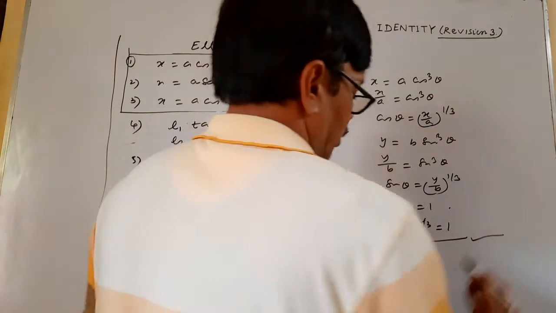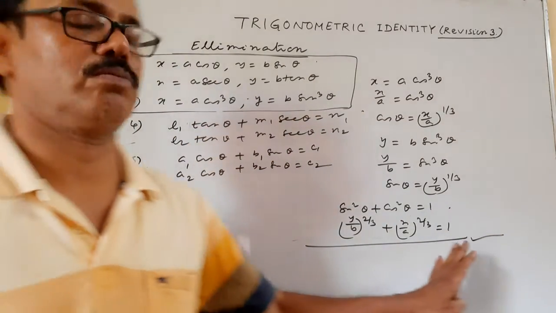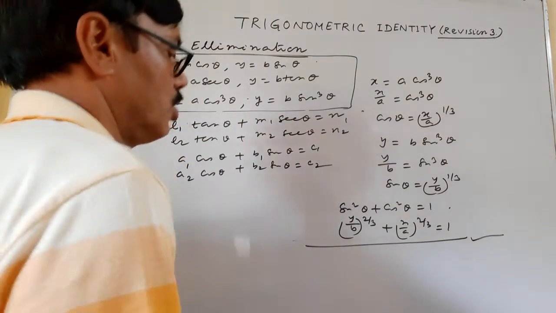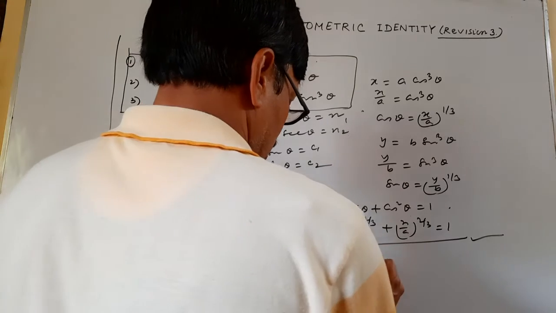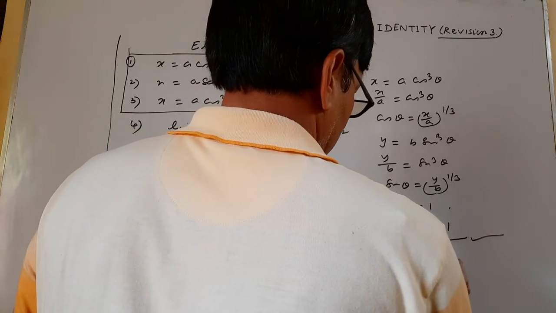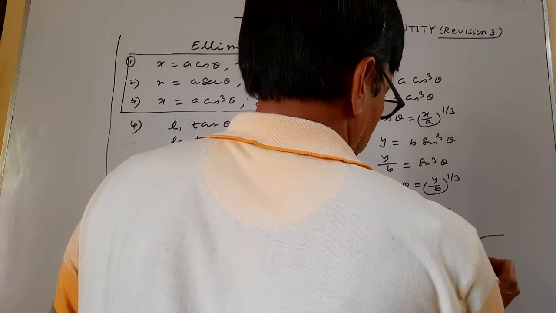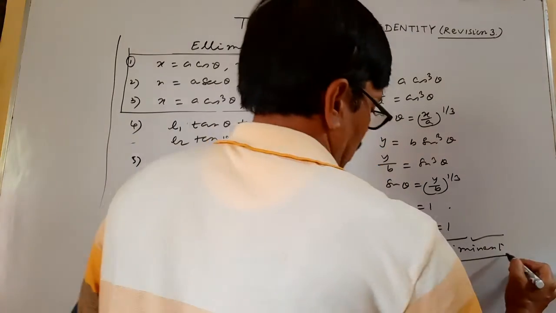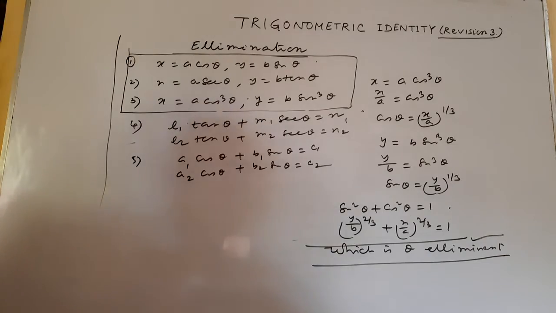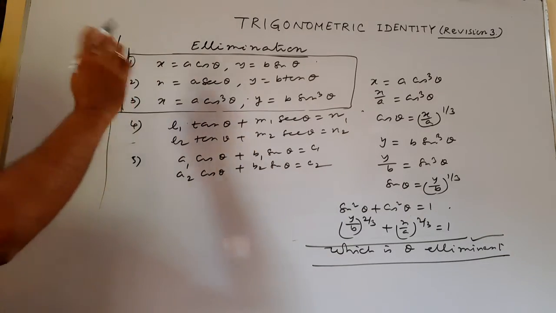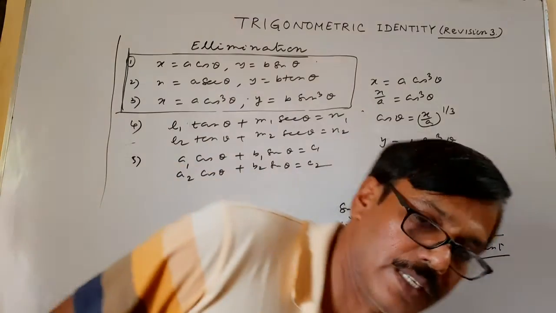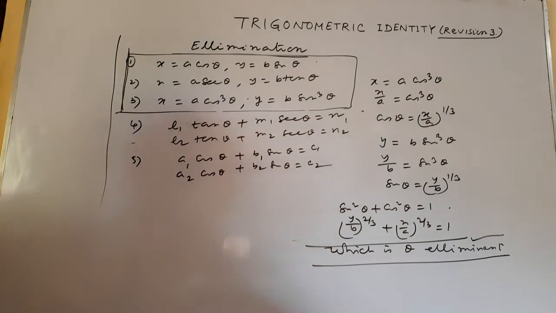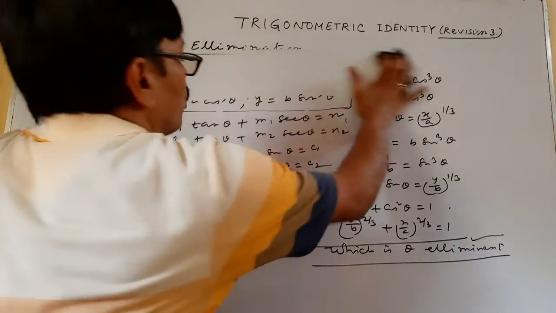Now this relation is free from theta. So this is the theta eliminant. So 1, 2, 3 are very simple. Now problem number 4 and 5.